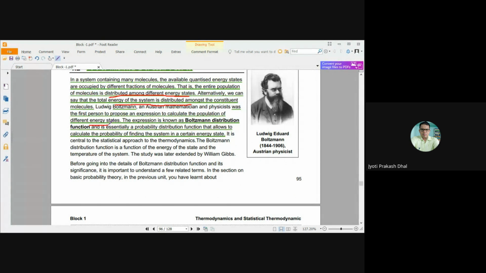So different energy levels are there. In every energy level, how many molecules are present? That is known as the population of energy levels. So that was proposed by Boltzmann. This expression is known as the Boltzmann distribution function and is essentially a probability distribution function that allows us to calculate the probability of finding the system in a certain energy state.